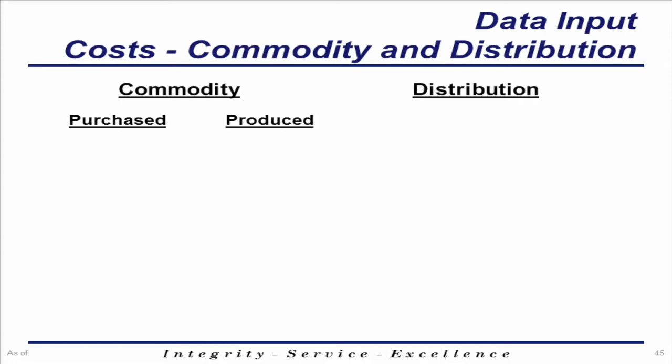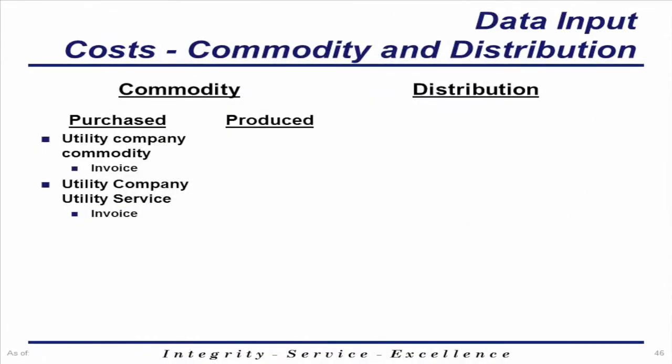If it's produced, it means it's produced by the base, on the base. It's called a commodity when it's delivered by the local utility to the installation substation or master meter, and the distribution system is owned either by the installation or a utility privatization contractor. In this situation, the local utility company does not, I repeat, does not own the on-base distribution system.